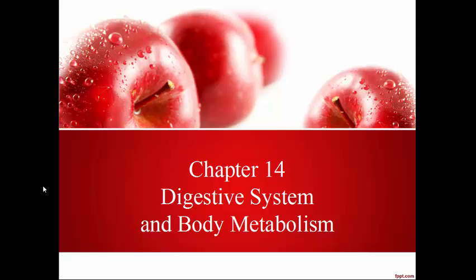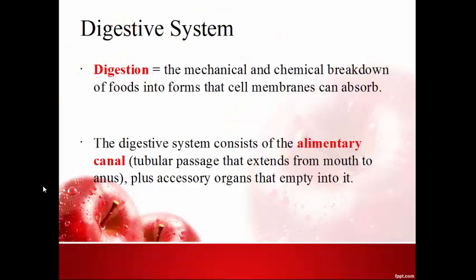Okay, welcome back. In this video, we'll cover Chapter 14, the Digestive System and Body Metabolism. First, the formal definition for digestion. This is the mechanical and chemical breakdown of food into forms that your cells can absorb and use. So it's not only breaking down the food chemically through various enzymes, but also mechanically breaking it down, turning a big piece of apple into smaller bits of apple.